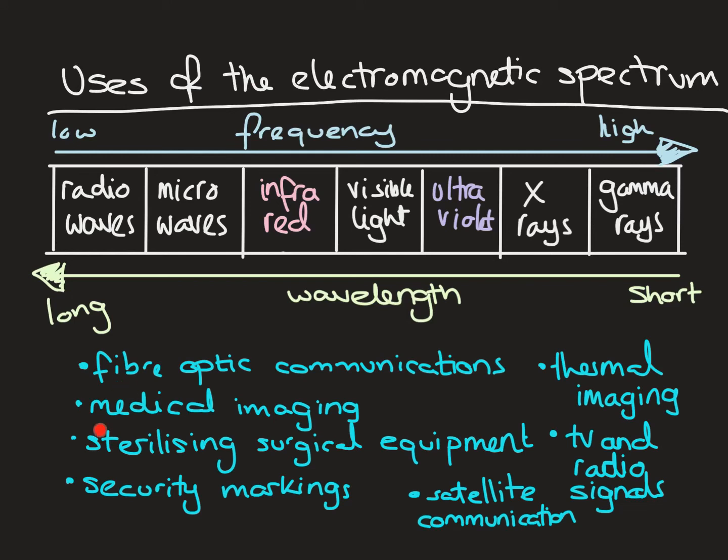So what we have here are some suggestions of different uses of different parts of the spectrum. Take a moment and pause the video and see if you can match them up just by having an intelligent guess. So for example, which part of the electromagnetic spectrum might be used for fibre optic communications? Which part might be used for satellite communications? Pause the video and have a go at matching them up now.